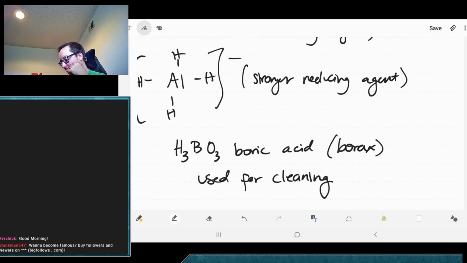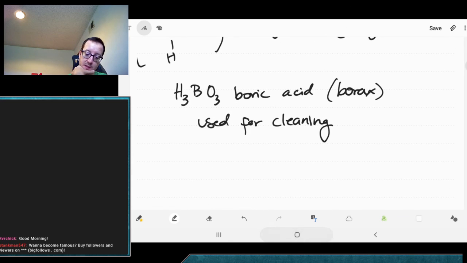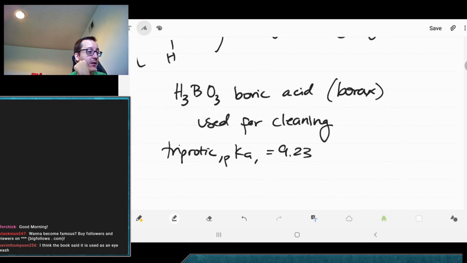It's not really a strong acid though. If we look at its pKa on the pKa table, let's have a look. Boric acid. Where are you, boric acid? Its first ionization is at 9.23. So while this is triprotic, our first pKa is in fact pretty high.